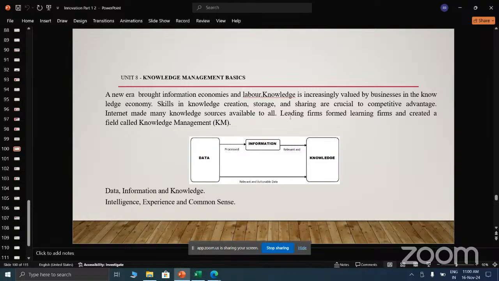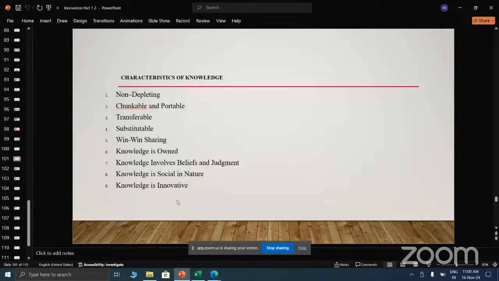So leading firms and learning firms formed and created a field called knowledge management. What does it include? It includes data, it includes information, and all this knowledge stored at one place is called knowledge management. How we manage this knowledge, sharing it with others, and developing on the existing products is called the knowledge management cycle. So it also includes intelligence, experience, and common sense.